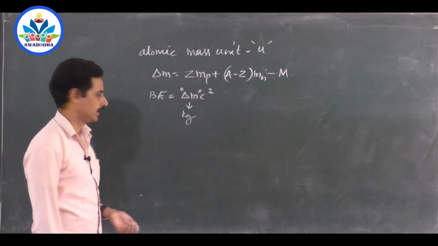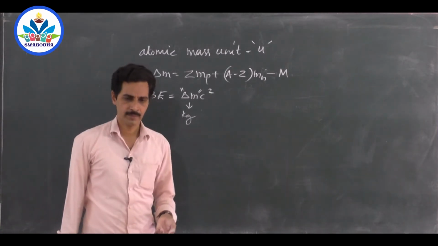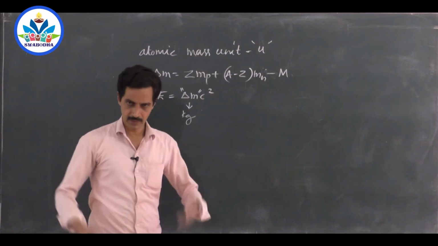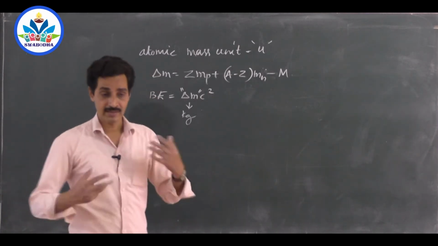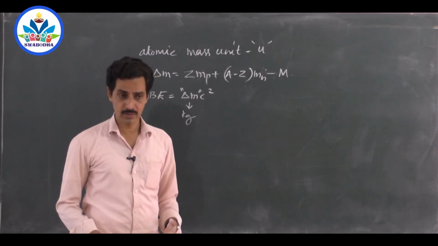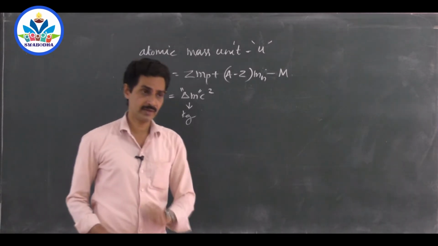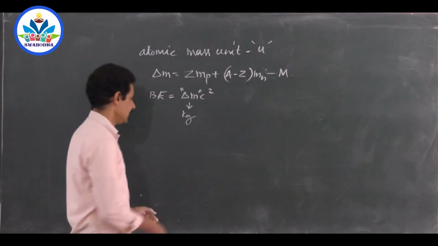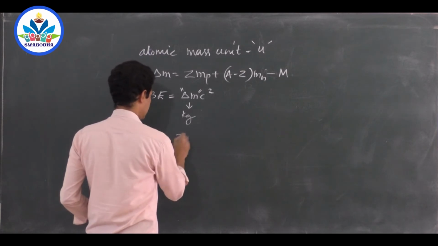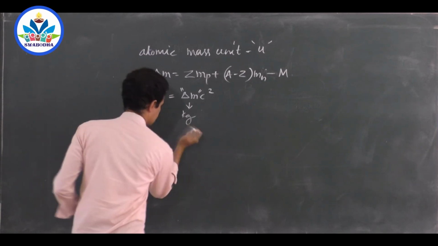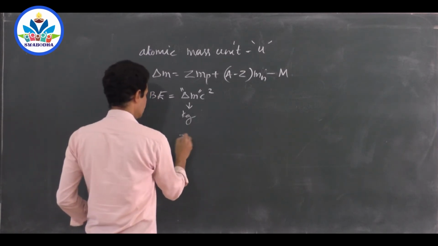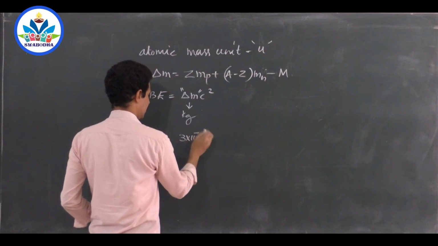Suppose you are given that when a nucleus is formed, the mass defect was found to be, what do you mean by mass defect? As we started with individual protons and neutrons and weighed them, after forming the nucleus there is a difference, and that difference is the mass defect, and it is found to be, say, something like 3 × 10^-27 kg.